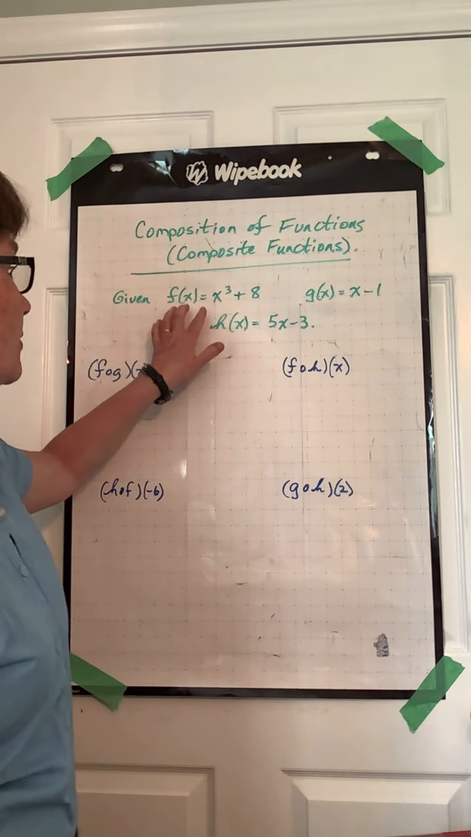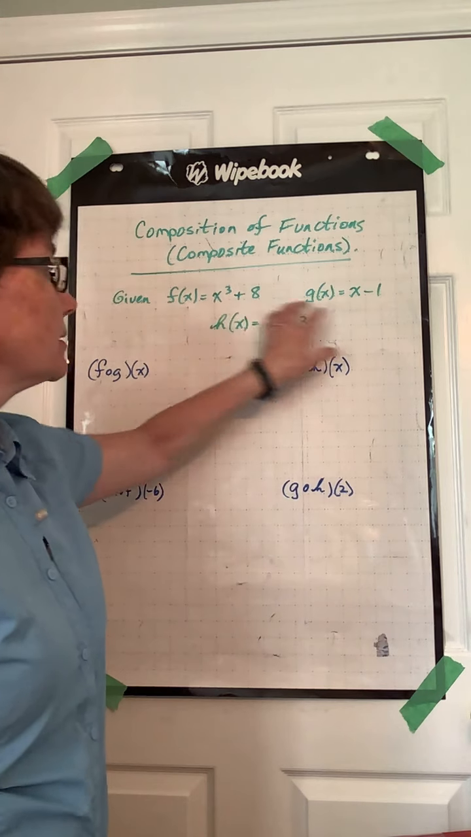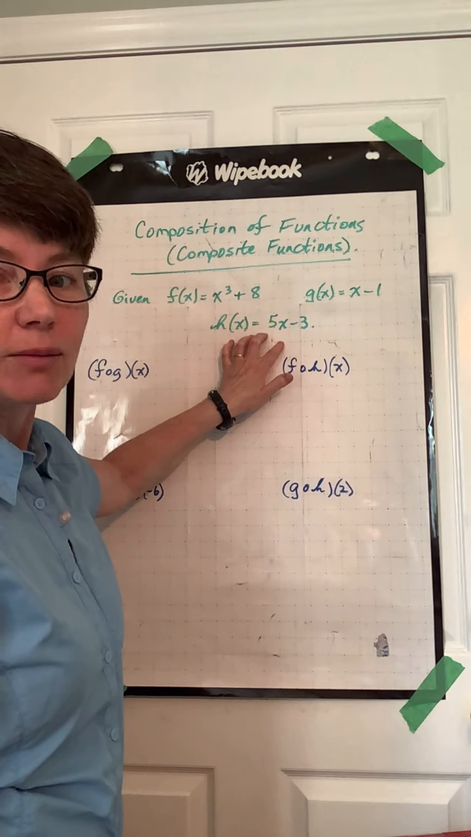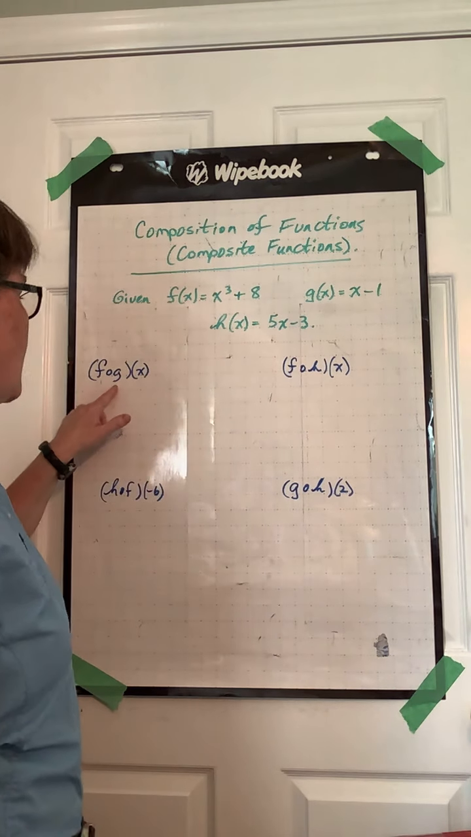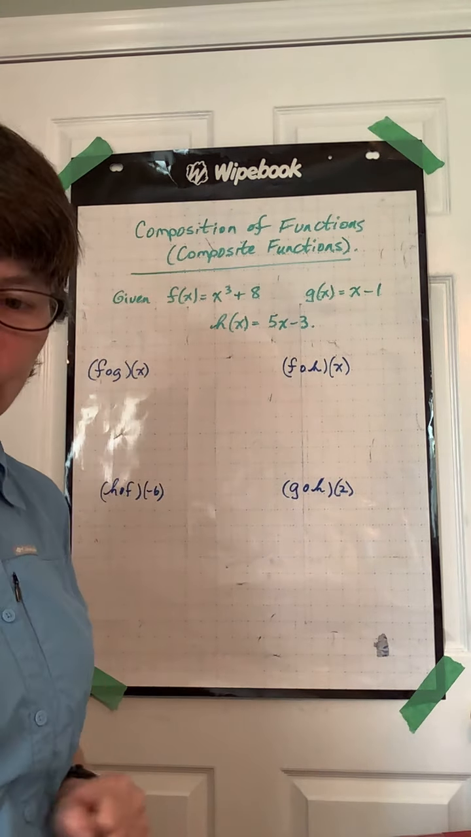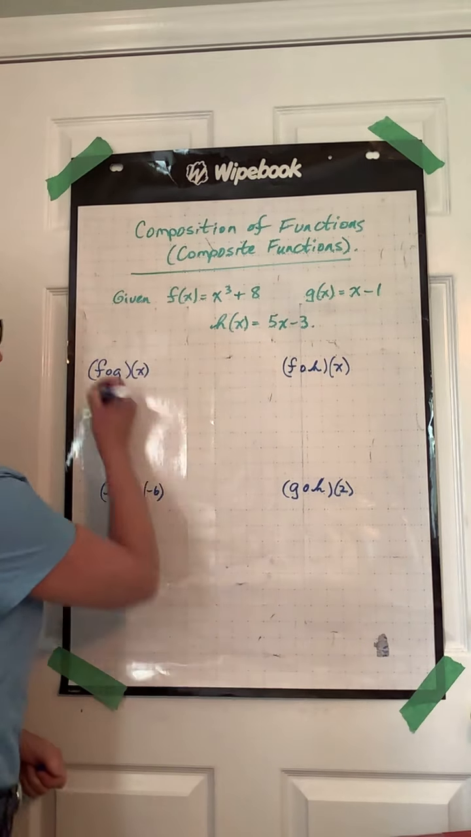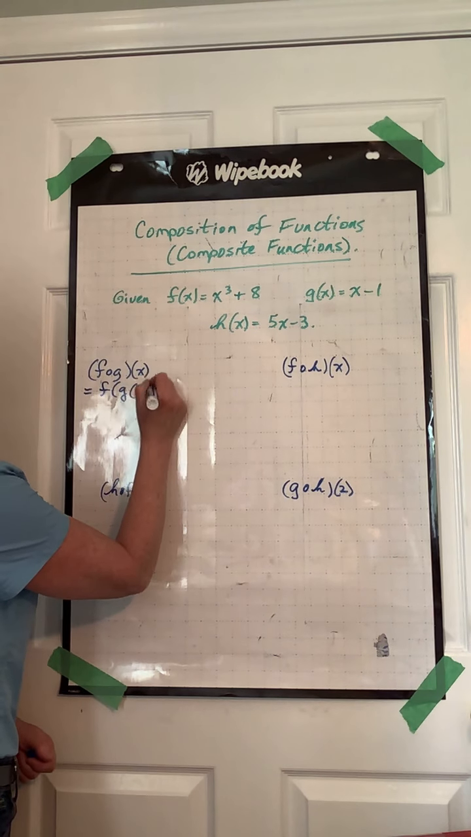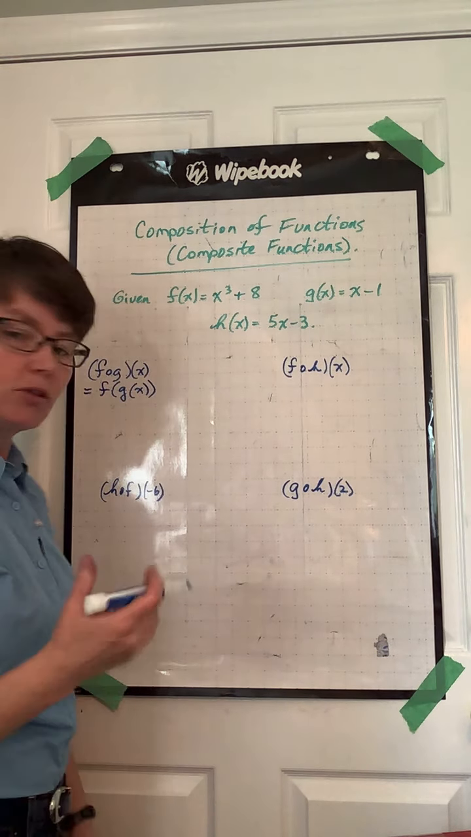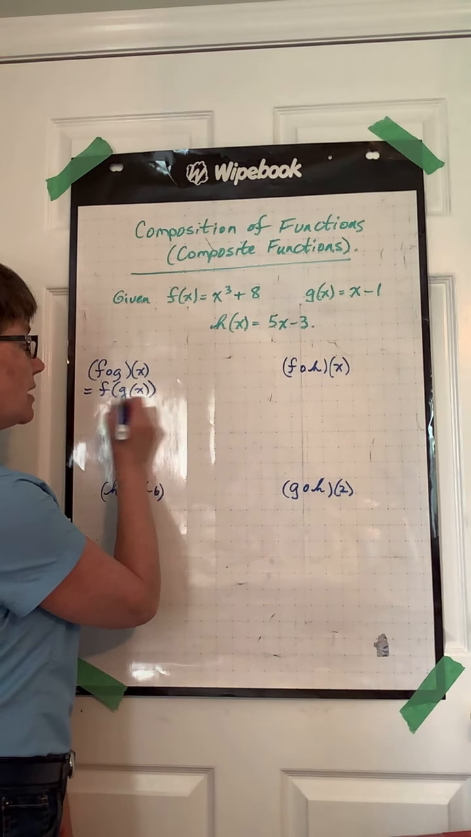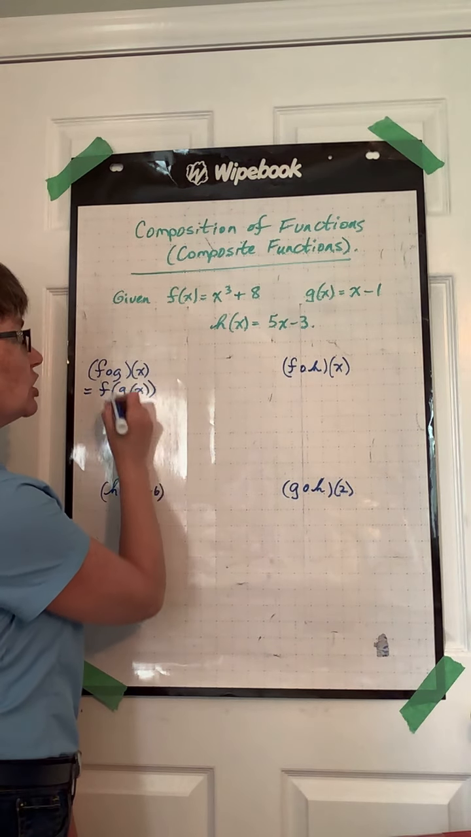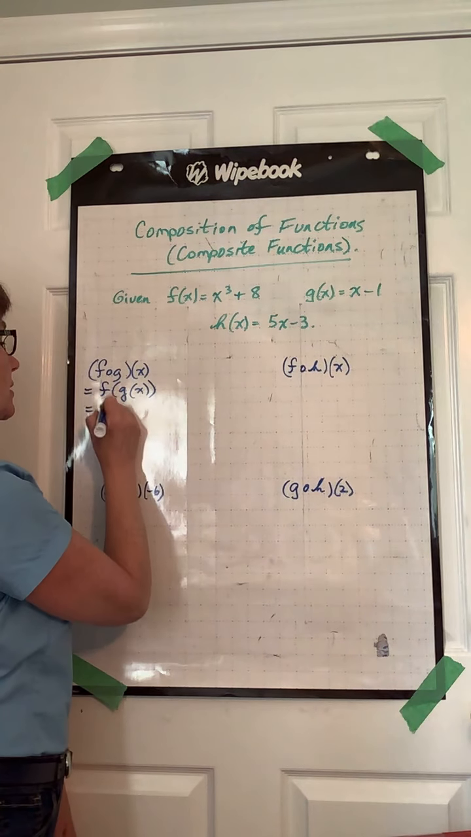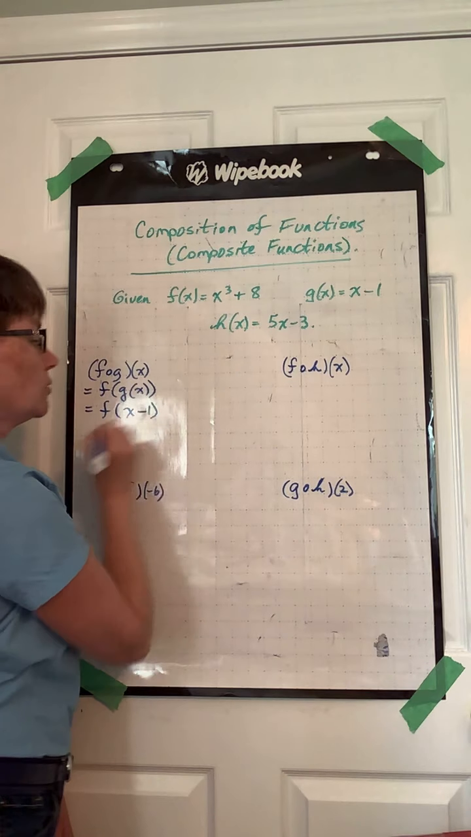Okay, so if we are given f of x is equal to x cubed plus 8, g of x is x subtract 1, and h of x is 5x subtract 3. We want to find f of g of x, and that's how we say it. Another way of writing this is f(g(x)). Now just like normal math, we do the brackets first. Inside these brackets is g of x, so we're just going to replace g of x with it. So that's f of x subtract 1.